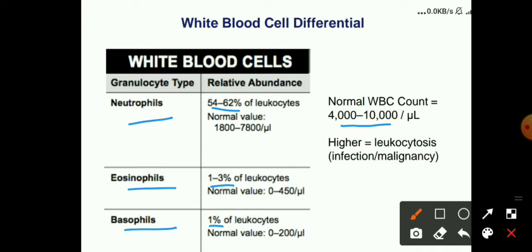And we also need to know one clinical condition, and that is increased amount of WBCs, or leukocytosis. In conditions like bacterial infection or any kind of infection, and also in cases of cancer and malignancy, increased WBC or leukocytosis is seen.